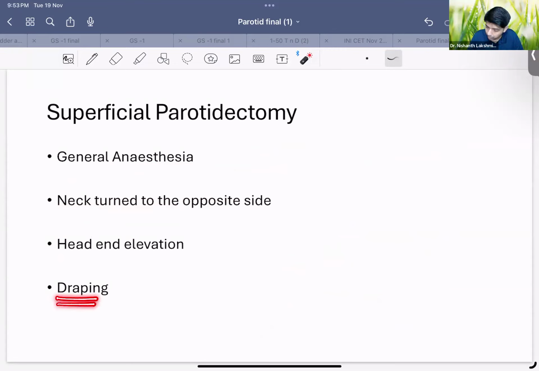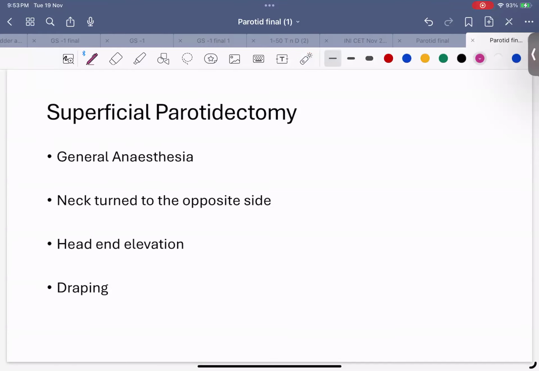The last and important point is draping. Can someone tell me how you're going to drape a patient when you're taking them up for parotidectomy? Sir, in such a way that the angle of the mouth and eye should be visible during the procedure.